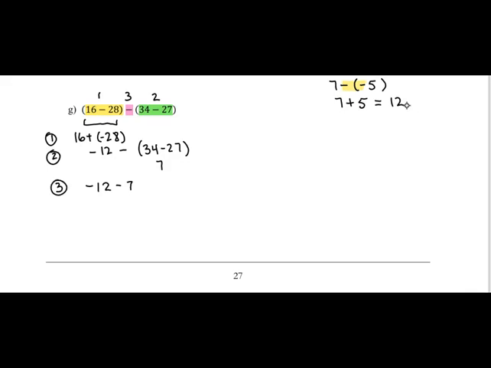Okay, so I am going to insert the plus sign. I have negative 12 plus negative 7. I'm adding two negative numbers, so I keep the sign. I keep the negative sign, and then 12 plus 7 gives me 19. So the answer to part G is negative 19.